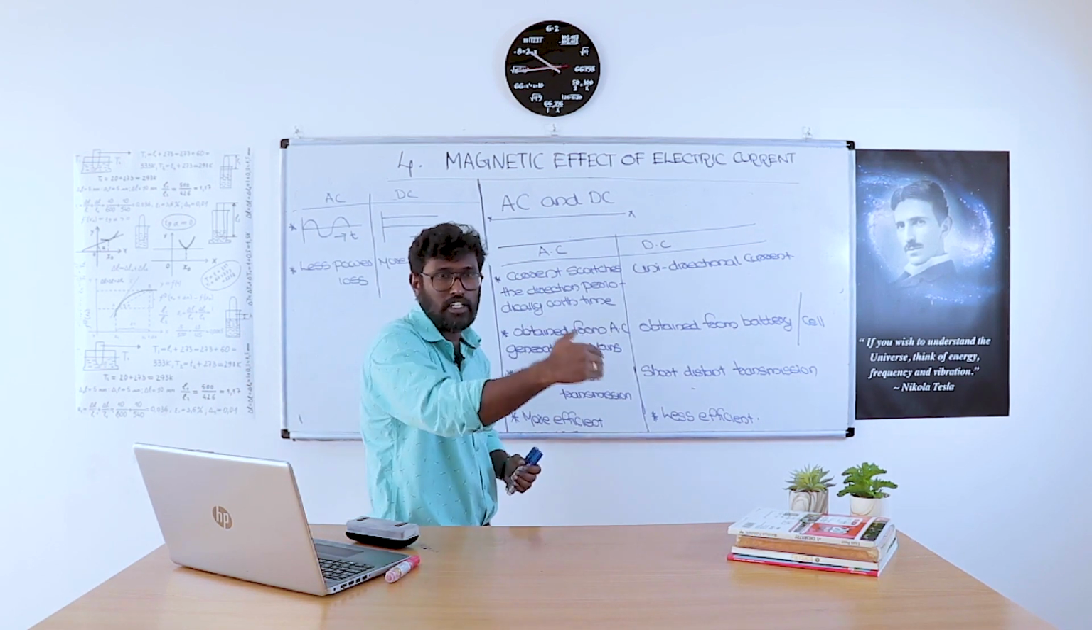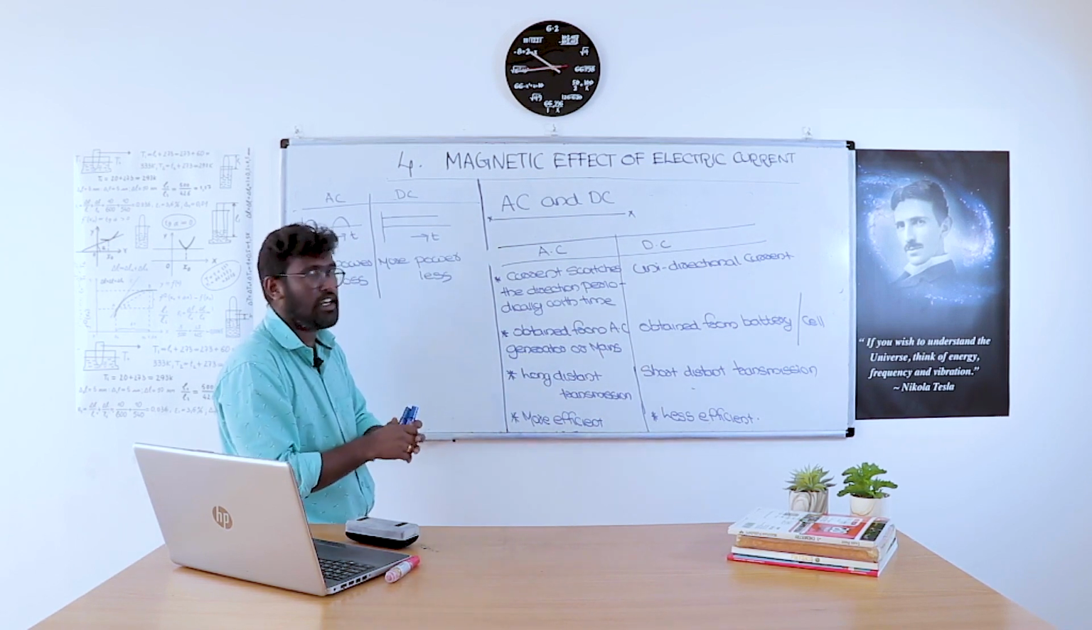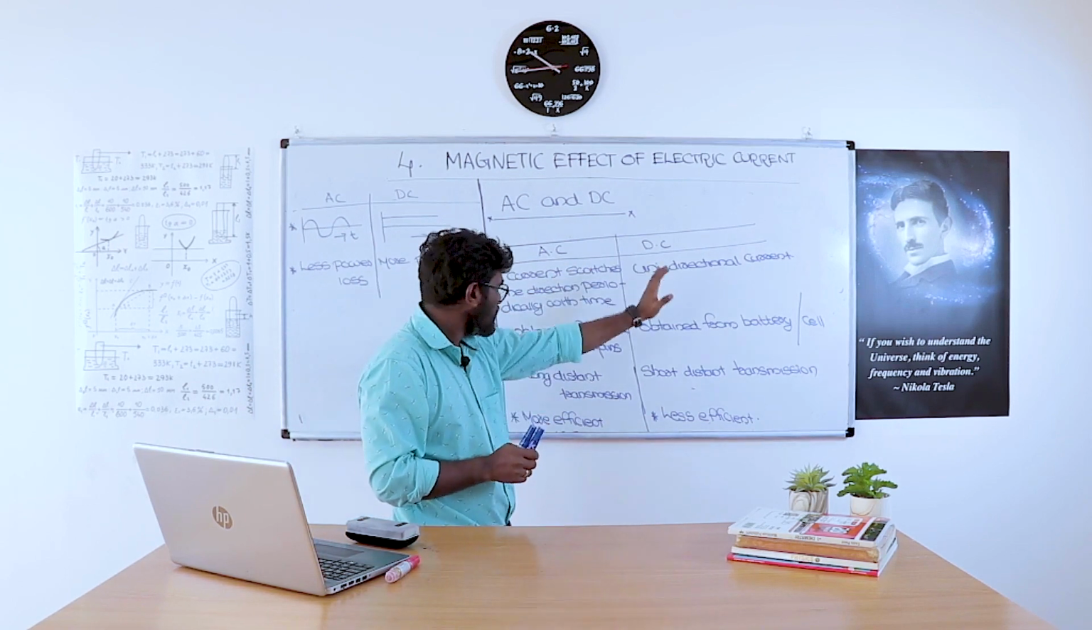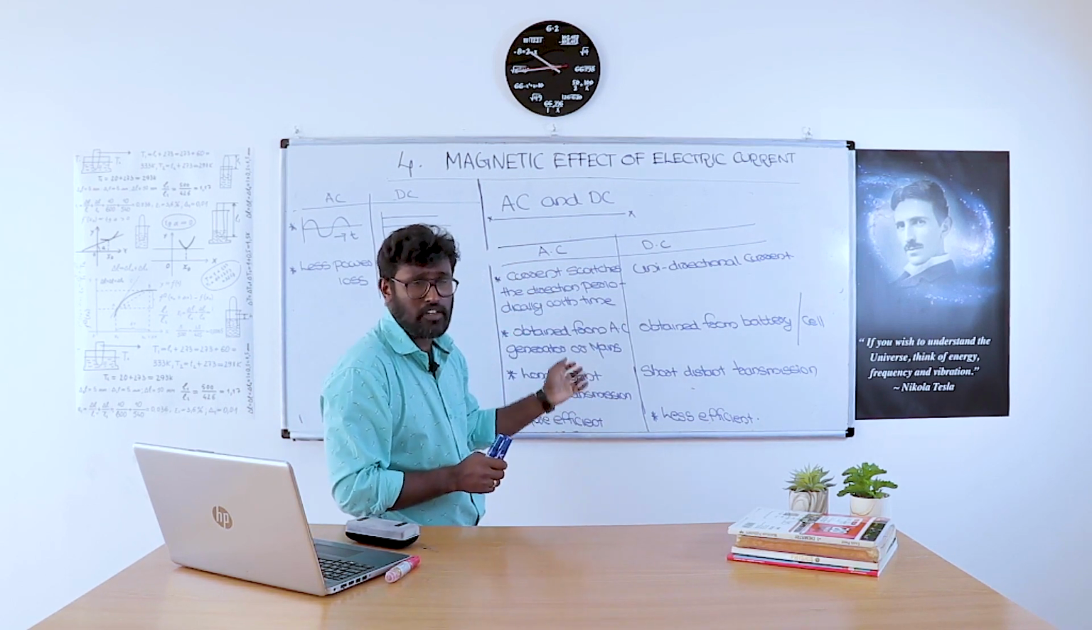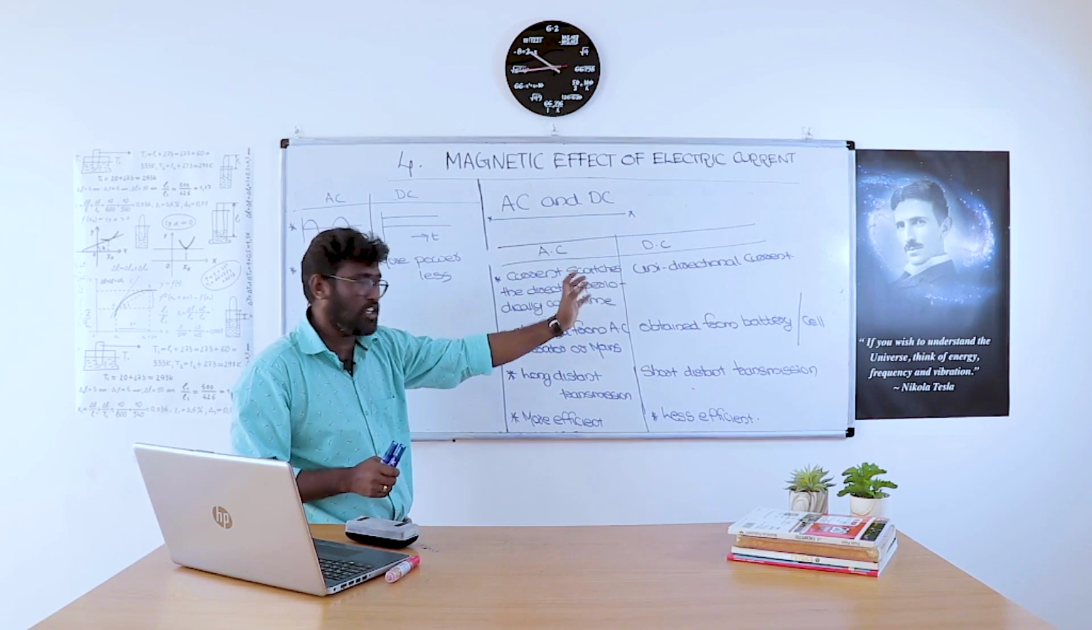What is meant by AC? The current that switches direction periodically with respect to time is called alternating current, and unidirectional current is called direct current. AC can be obtained from an AC generator or from mains, and DC can be obtained from a battery or from a cell.